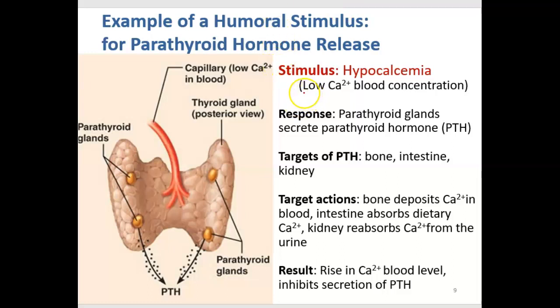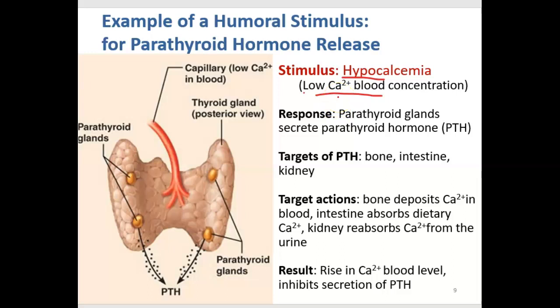And what it is, hypocalcemia, low blood calcium. So if there's not enough calcium in the blood, that makes the functioning of nerve cells as well as muscle cells inadequate. So we need to have a high enough blood calcium for those things to work.